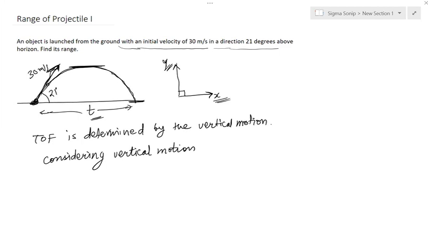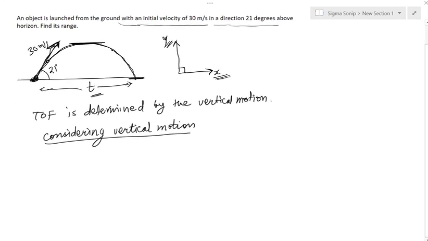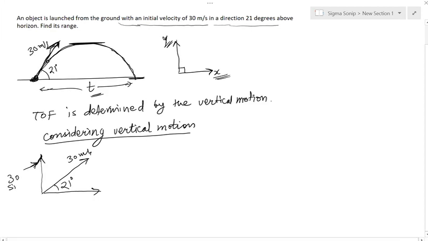So when we are considering vertical motion, we have to consider the vertical velocity of our projectile. So my projectile is going like this. This is the initial velocity, 30 meters per second. I need to find the vertical component. This angle is 21 degrees. So the vertical component would be 30 sine 21, and if you put that in a calculator, you find it will be 10.75 meters per second.